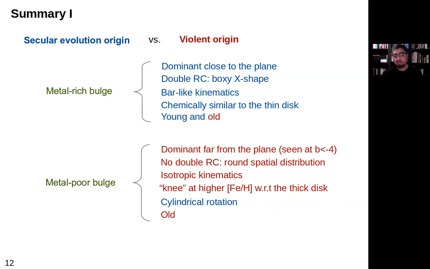Something that I didn't say before, that also according to recent studies, the overall alpha abundance of bulge stars might be slightly higher than that corresponding to thick disk stars at the same metallicity. As I mentioned, metal-poor bulge stars display also kinematic rotation, which is something that can be associated with secular evolution, but they are overall old.